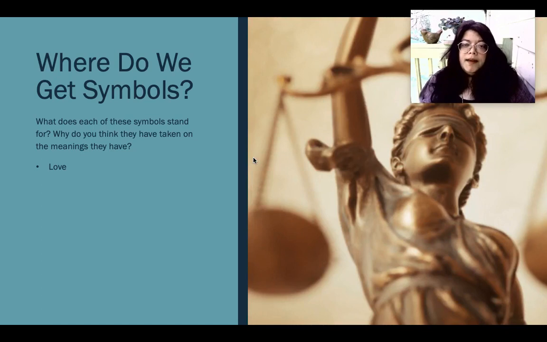Let's look at another one, right? This is the scale. A woman blinded and holding a scale. What does this symbolically represent? Justice, right? She's blind because supposedly we want our justice to be blind, right? And then she's always looking to find the correct balance between the two, right?